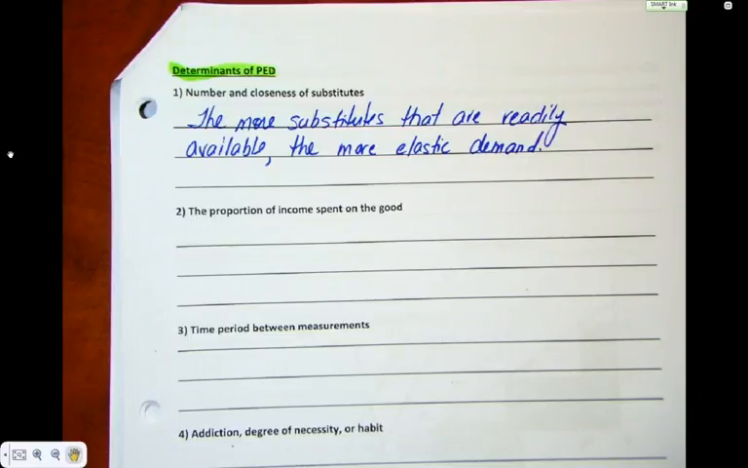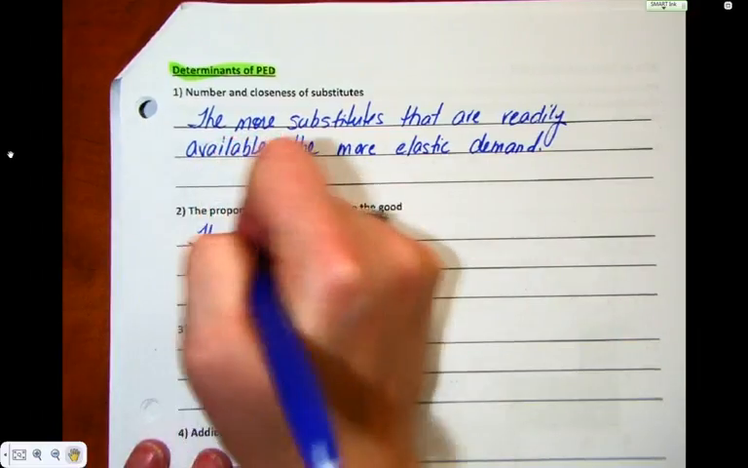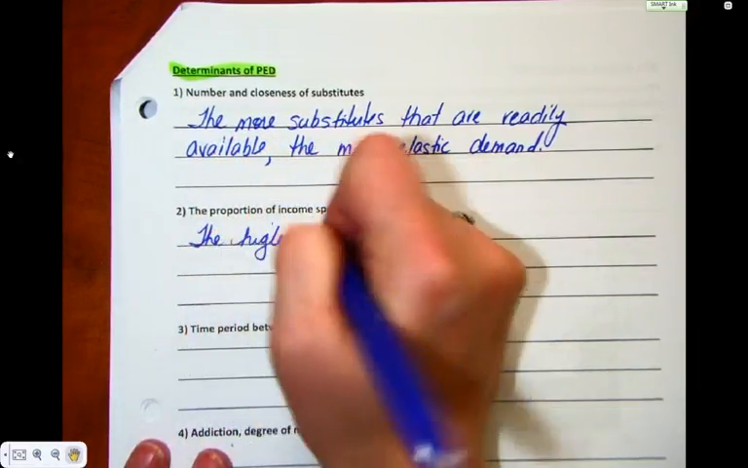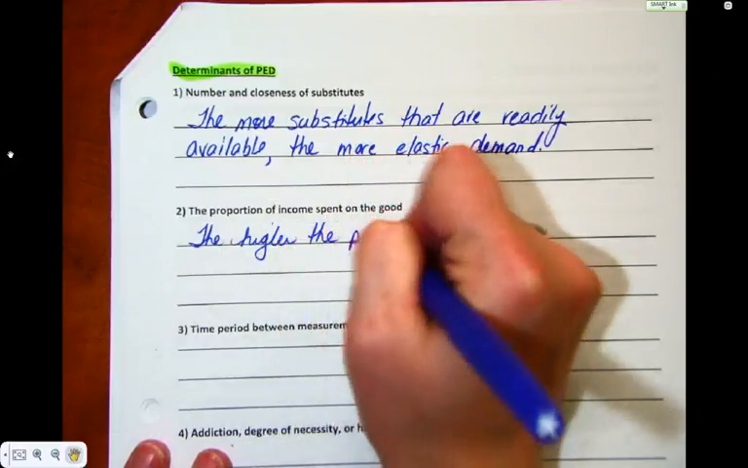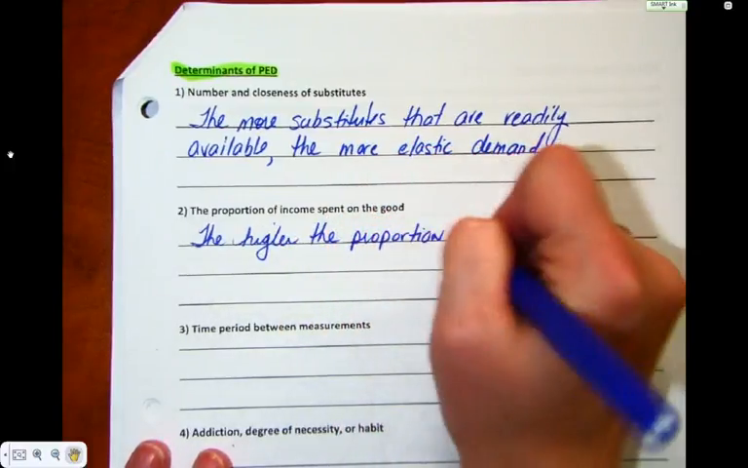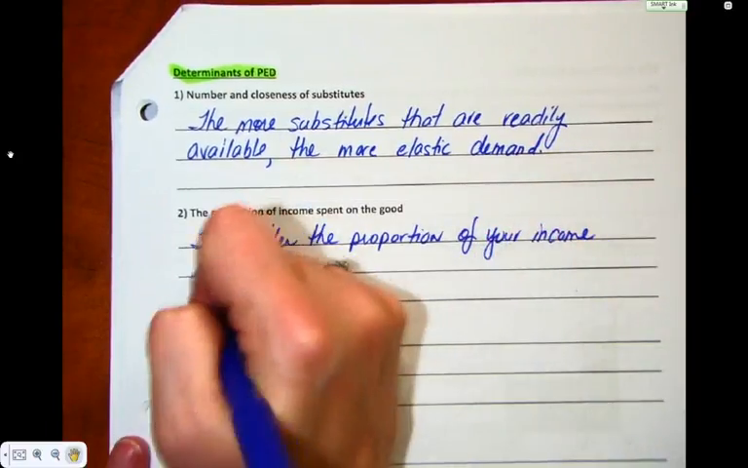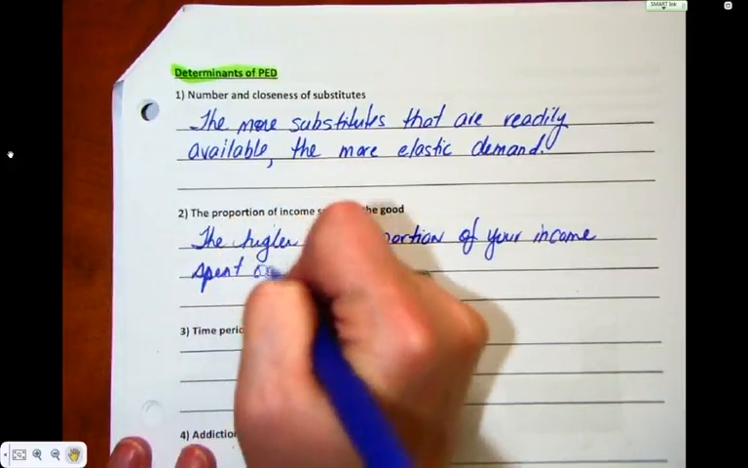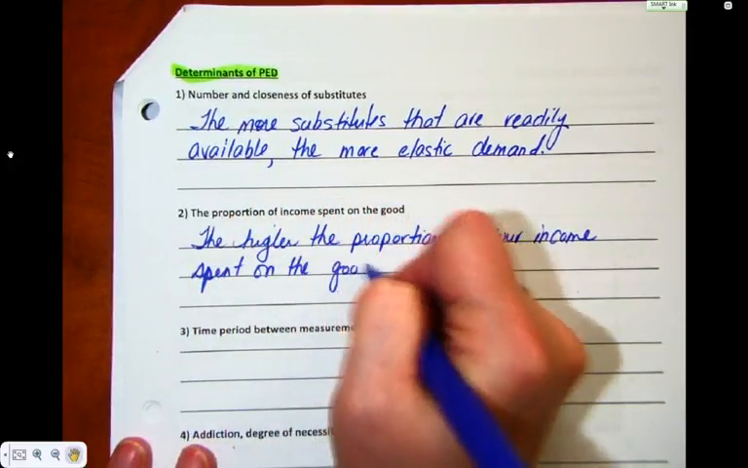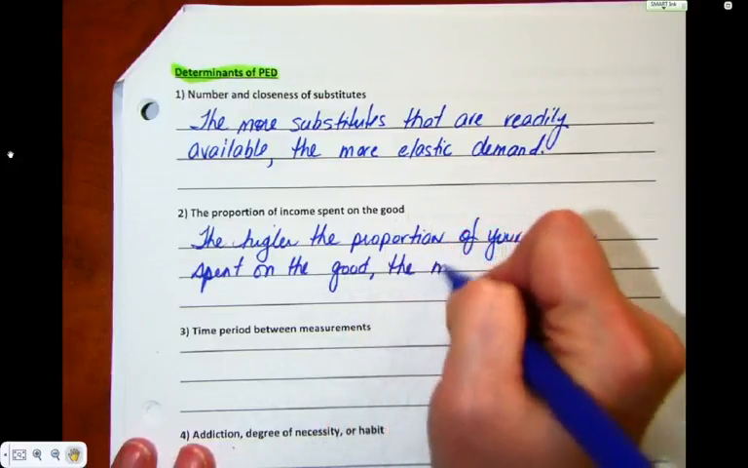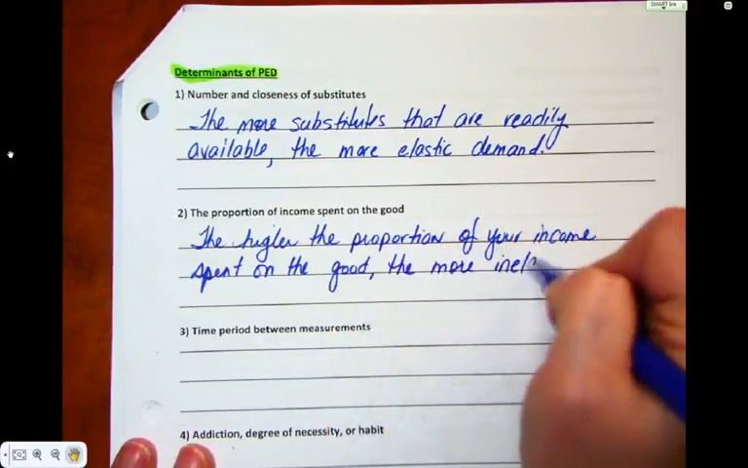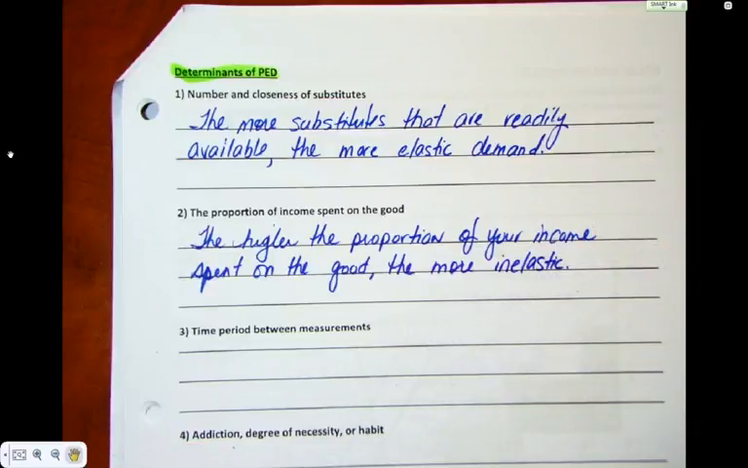Okay, so your car, if the price goes down on car, you're probably not still going to trade it in because it's such a big portion of your income. So the higher the proportion of your income spent on the good, the more inelastic it becomes. Yes, inelastic.